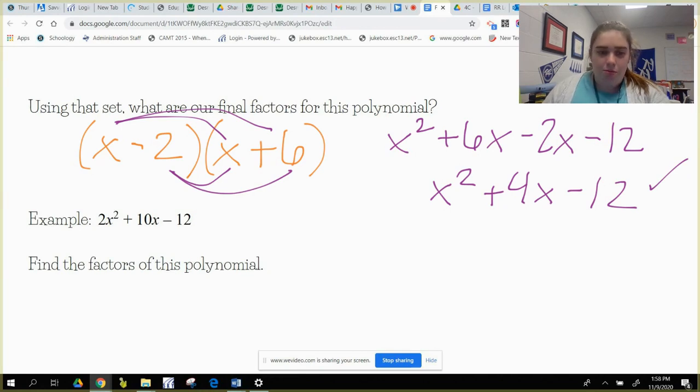So here's a second example that is going to match this. So remember, our first step that we want to do is see if there's a greatest common factor, okay? And then follow the same steps for this example, see if you can do it on your own, and then we will come back and check it.